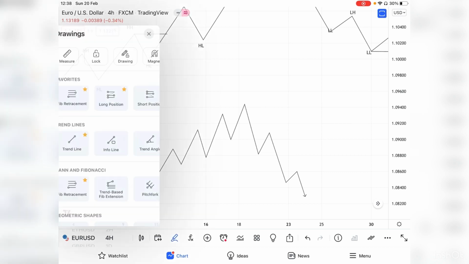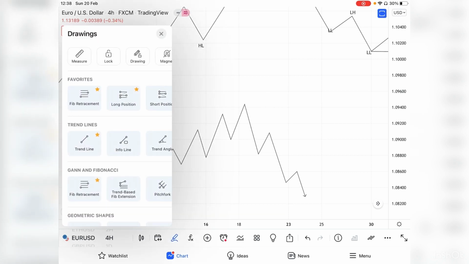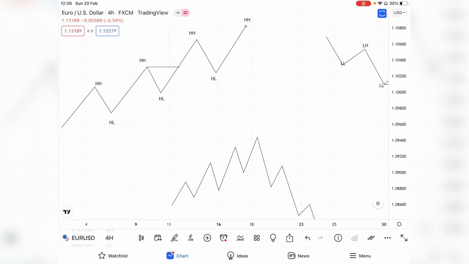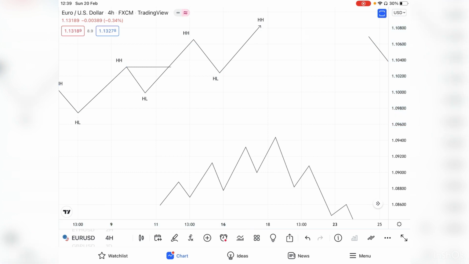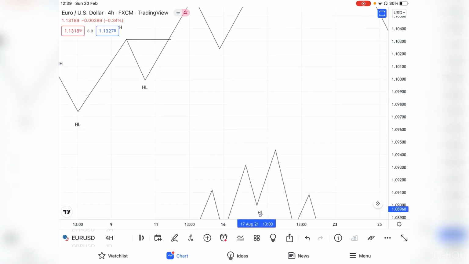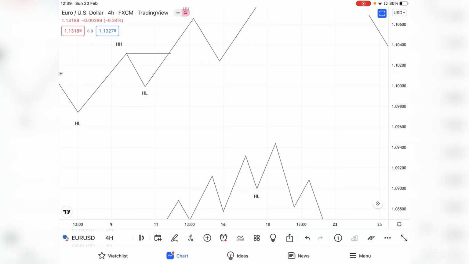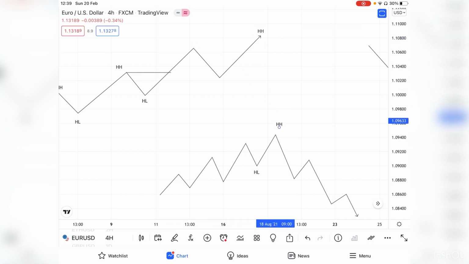Okay, so the market is moving upwards. We have a higher low right here. Let me just note the most recent ones, because there's no point in me going over them again. So we have a higher low right here, and then we have a higher high right here.